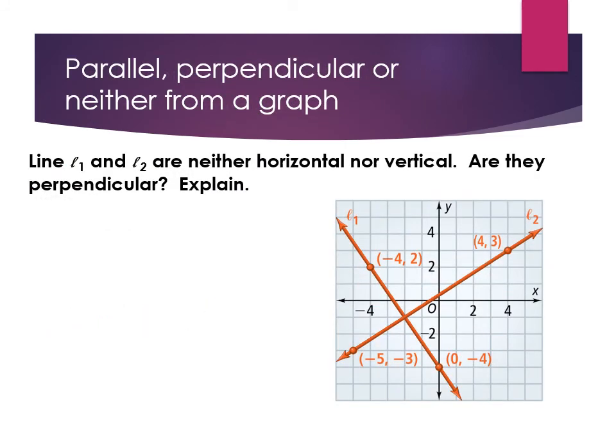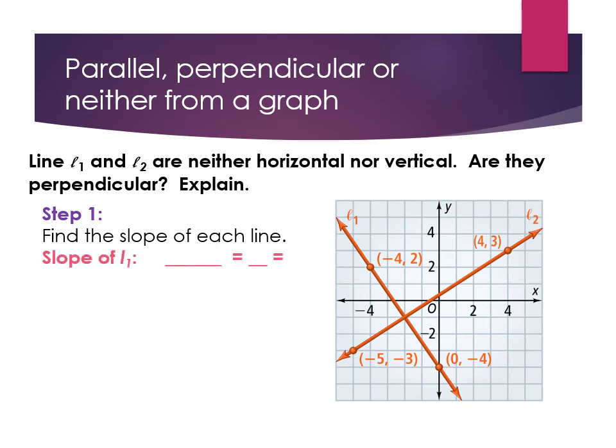We were given two lines, L1 and L2, that are neither horizontal nor vertical. Are they perpendicular? Explain. So to find that two lines are perpendicular to each other, their slopes have to be opposite reciprocals. Now, they were nice to you. They gave you nice ordered pairs on there. So you can either find the slope by calculating it that way or by counting. Okay, but find the slope of each line.